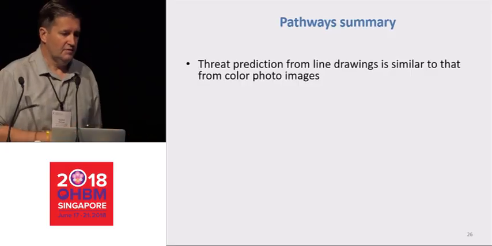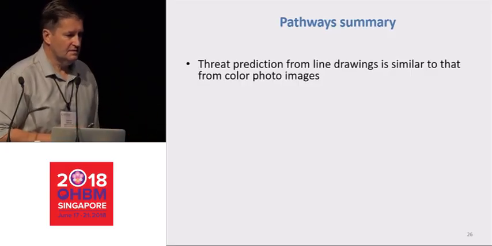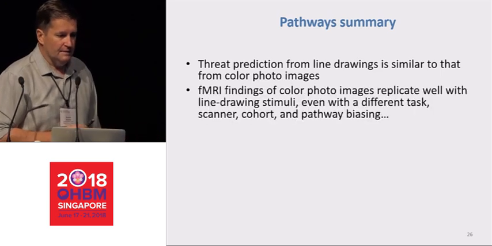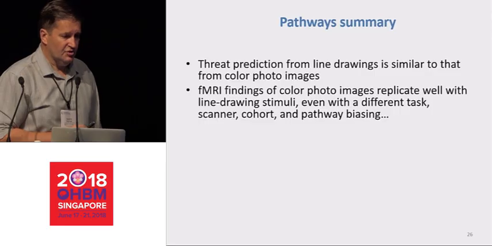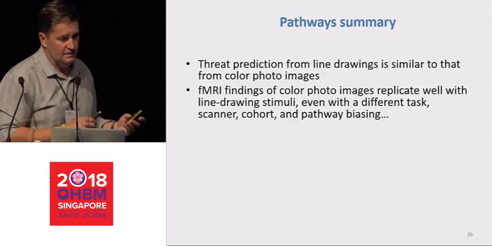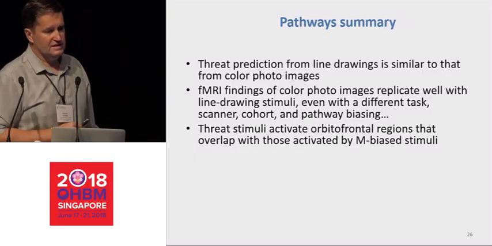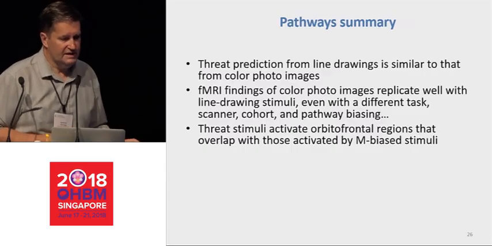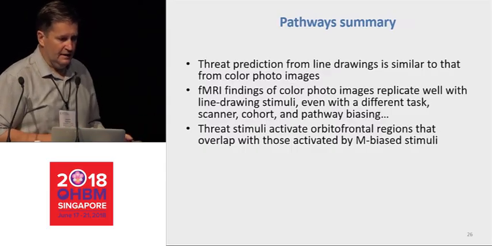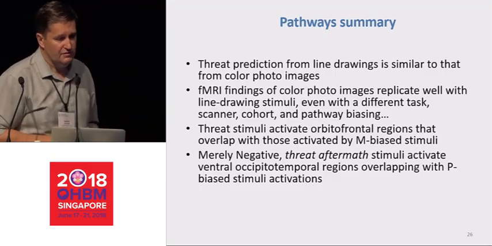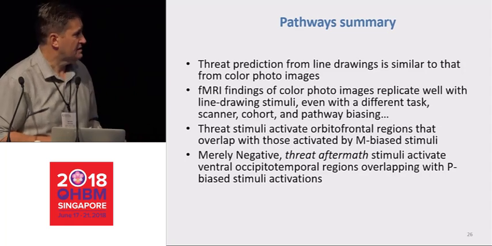Threat prediction from line drawings is similar to that of color photo images. And the findings replicate well with line drawings. We had a different task, different scanner, 3 versus 1.5, different cohort, and pathway biasing. Despite that, they replicate very well. Threat stimuli activate orbitofrontal regions that overlap with those activated by magno-biased stimuli of any type. And conversely, the merely negative threat aftermath images activate ventral occipital regions that overlap with the parvo-biased stimuli activations.